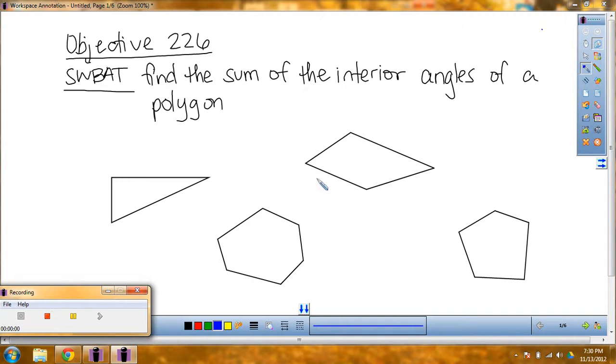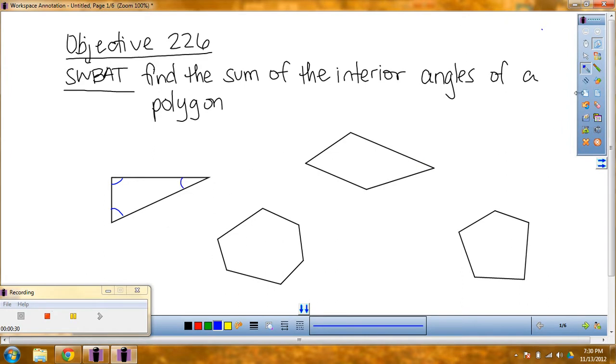Okay, so we are starting on Objective 226, where we will be finding the sum of the interior angles of a polygon. Here we have several different examples of polygons: a 3-sided, a 4-sided, a 5-sided, and a 6-sided polygon. We want to find the interior angles, which are just the sum of all of the angles on the inside of the polygon.